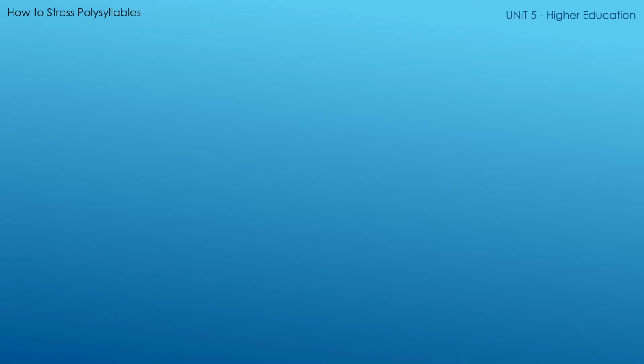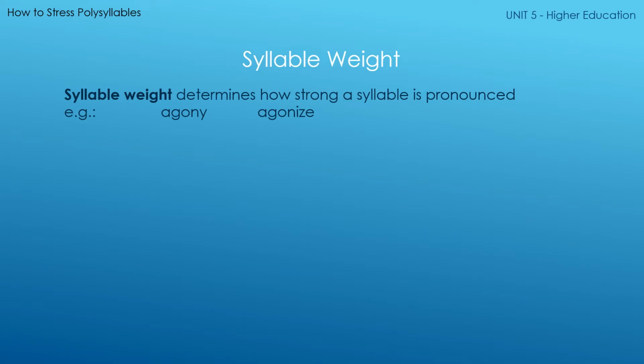So before getting down to business, I want to remind you about some of the familiar terms when it comes to syllable weight. First of all, syllable weight determines how strongly a syllable is pronounced. Here we have two words which share the same word family, agony and agonize. Now compare the ending of the two words. One of them has a strong syllable, the other one has a weak syllable.